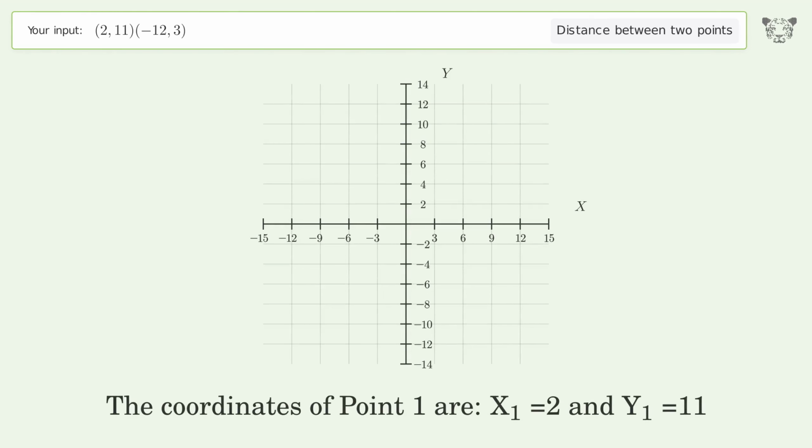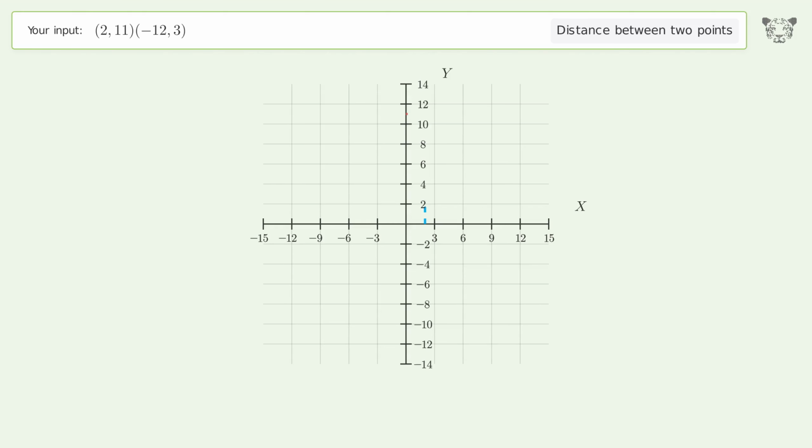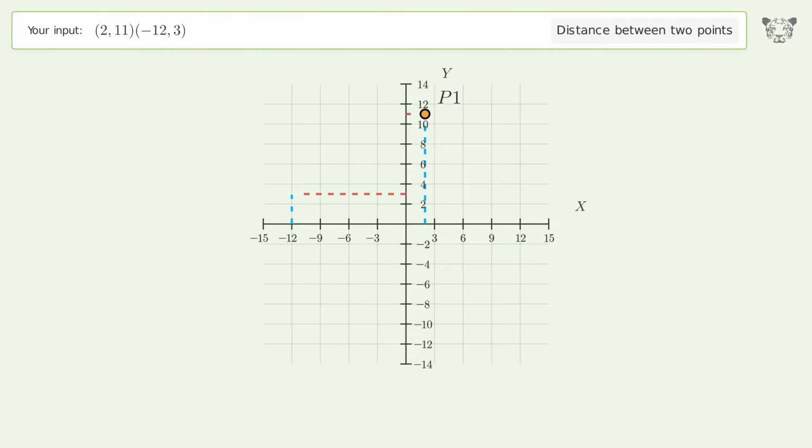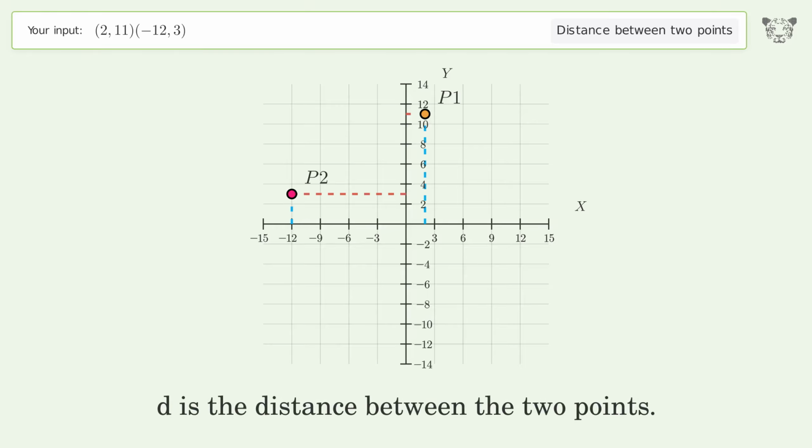The coordinates of point 1 are x1 equals 2 and y1 equals 11. The coordinates of point 2 are x2 equals -12 and y2 equals 3. D is the distance between the 2 points.